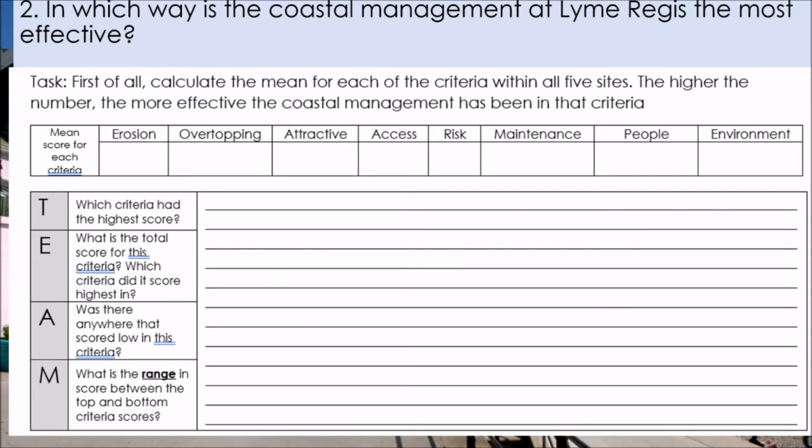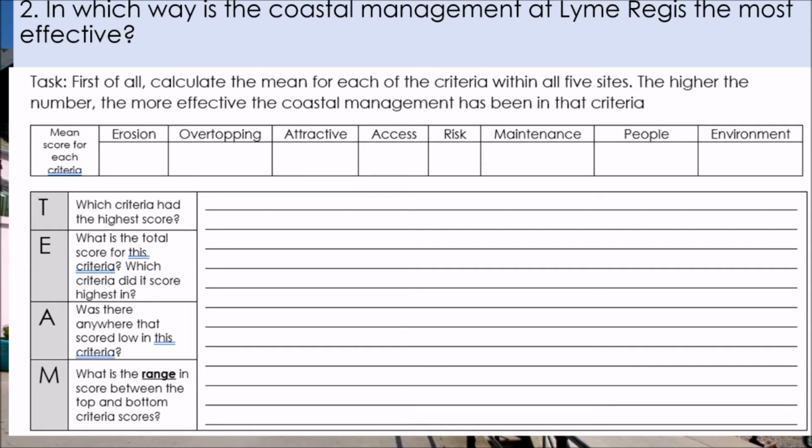Okay, so whilst it's important to look at which part of Lyme Regis has been the most effective, actually we're looking at Lyme Regis as a whole in our main question. So it might be useful to think about in which way the coastal management is the most effective. So is it that it is super, super attractive? Is it that it's been maintained really well, or it still provides access to the beach?